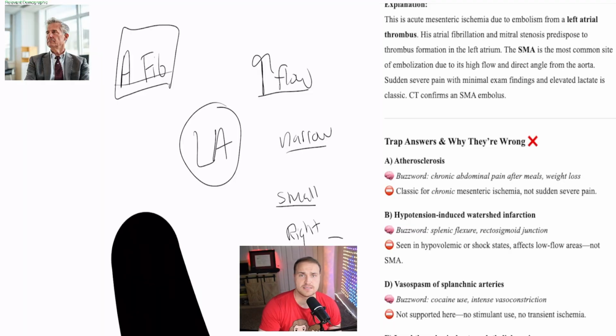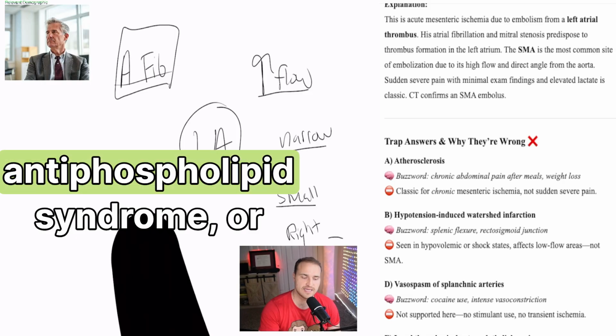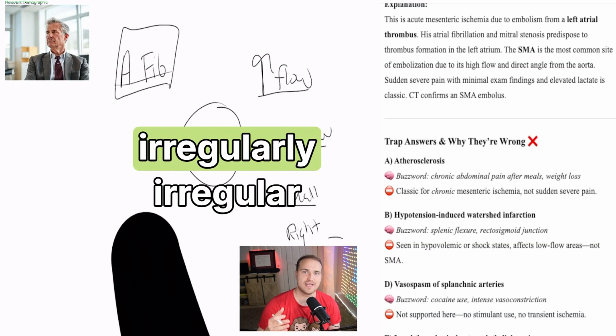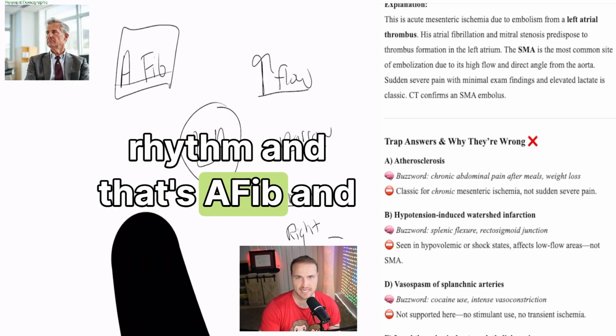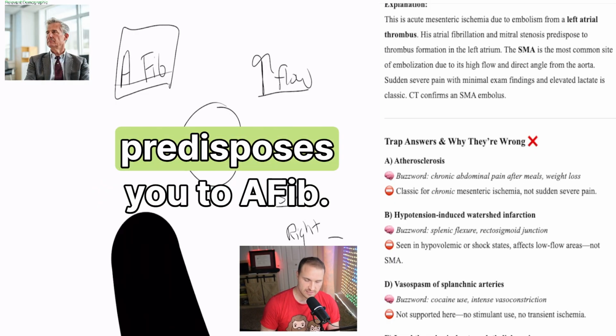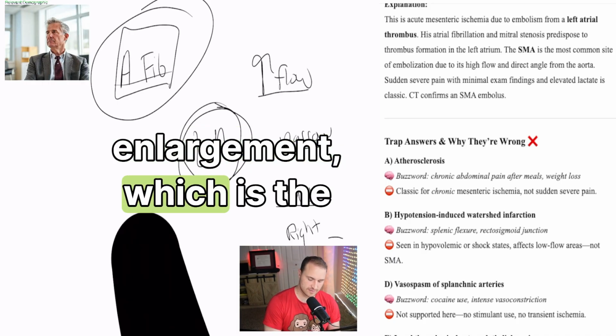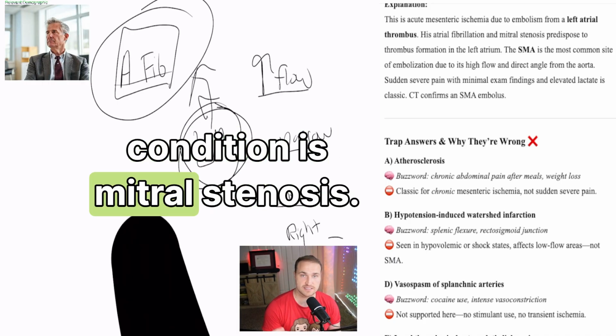And a thrombosis is very possible, but you'd have to look out for something like a hypercoagulable state, antiphospholipid syndrome, or cancer. So it's less likely than the embolism. If somebody's got AFib, that's usually going to be the cause of the embolism. So the most common artery that's affected by embolic acute mesenteric ischemia is definitely the SMA. And the classic EKG finding is irregular rhythm, and that's AFib, and the valvular disease that predisposes you to AFib, and also left atrial enlargement, which is the cause of this patient's condition, is mitral stenosis.